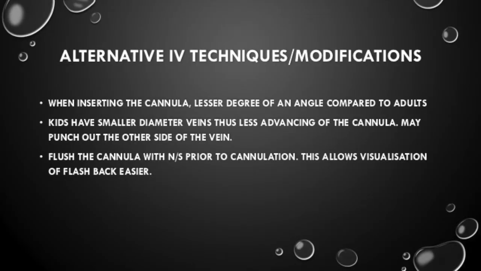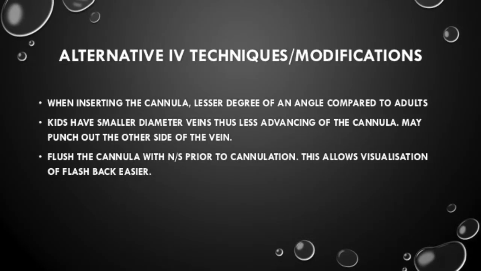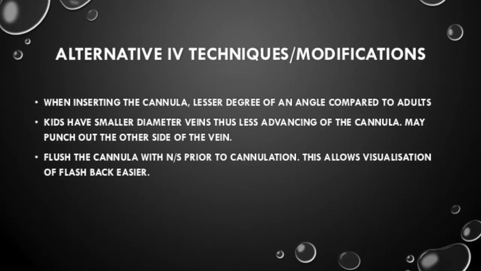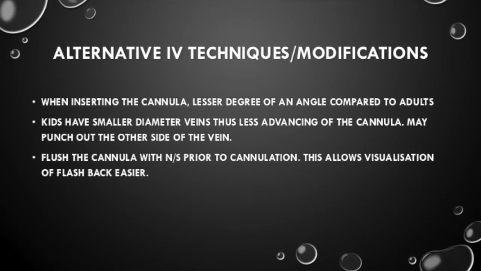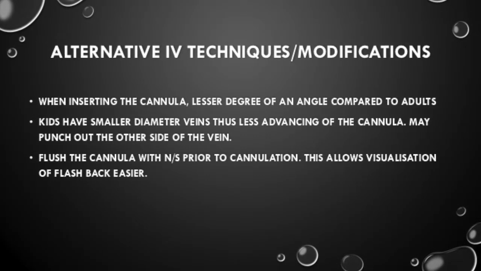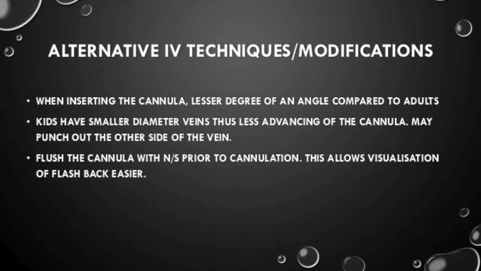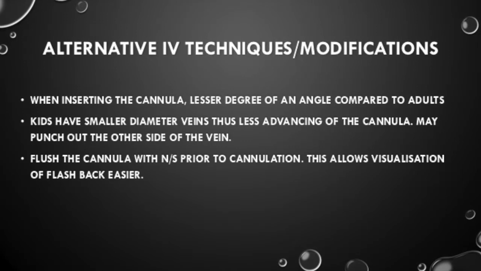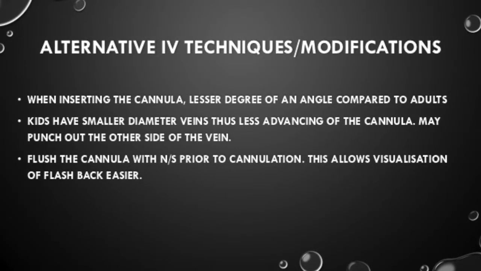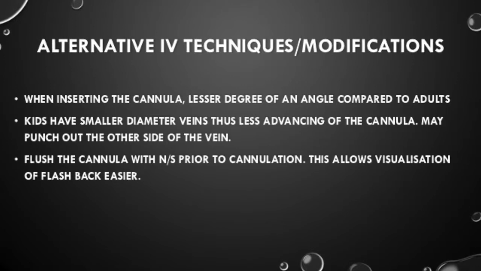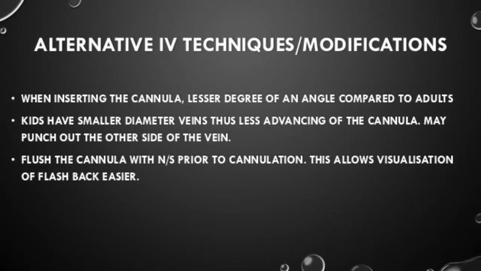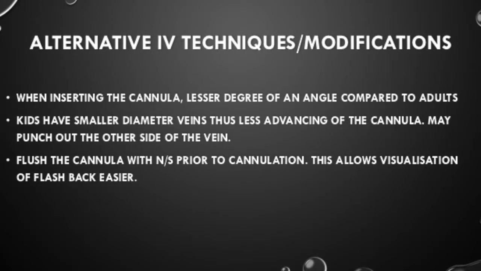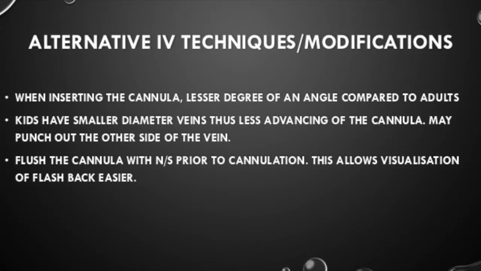When cannulating kids, you need to modify your technique a little bit. When advancing in through the skin initially, you need a lesser degree of an angle compared to adults. You need no more than 10 degrees or so. That's what's recommended by the Royal Children's. And once you get your flashback, don't advance the cannula any more than a mil, as the vein in a pediatric is so small, you have a higher tendency to pierce through the back side of the vein and tissue you cannulate and lose access.